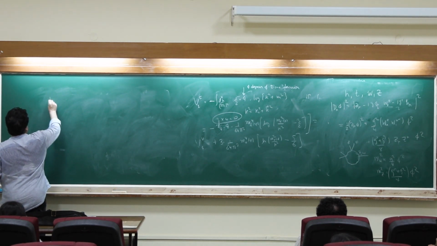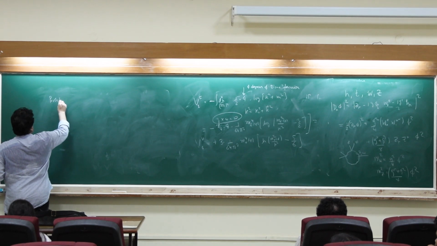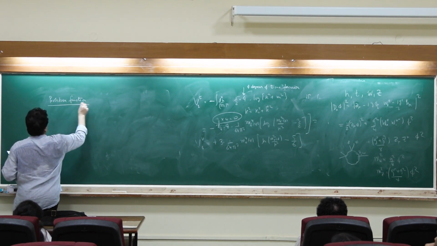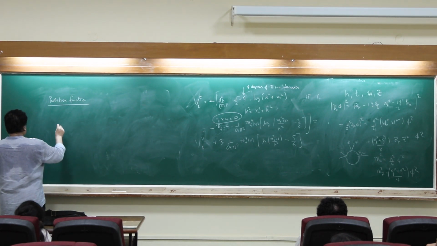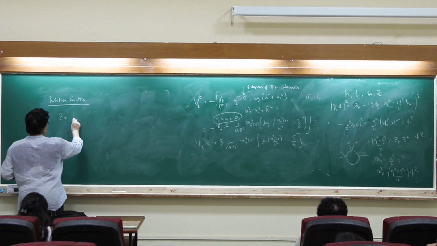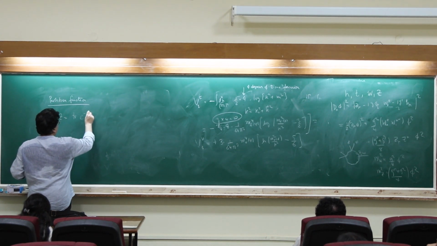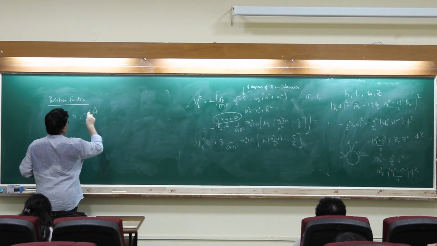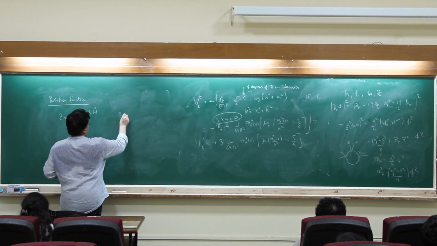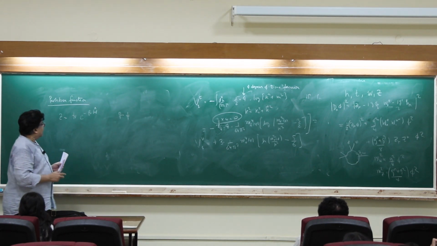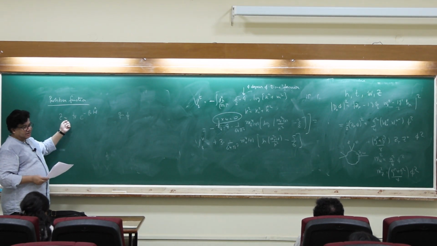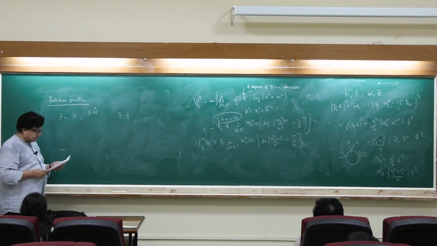So here we start with the partition function, whether it's QFT or QM. This is trace e to the power minus beta times the Hamiltonian operator, where beta is 1 by temperature. And the trace is over all the states of the system under consideration. So that is my partition function.